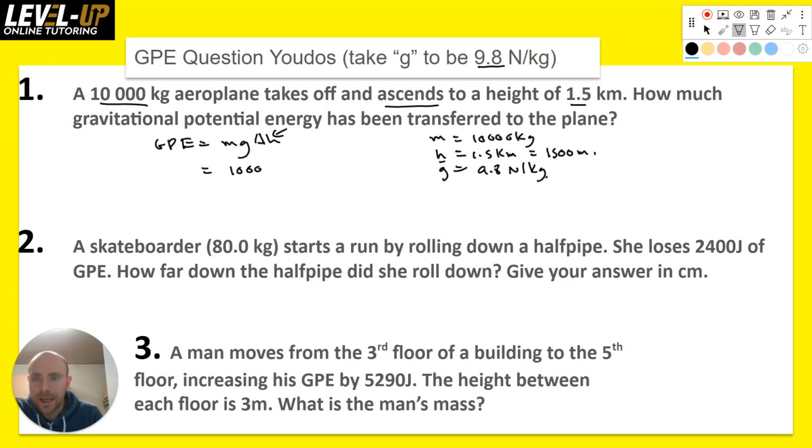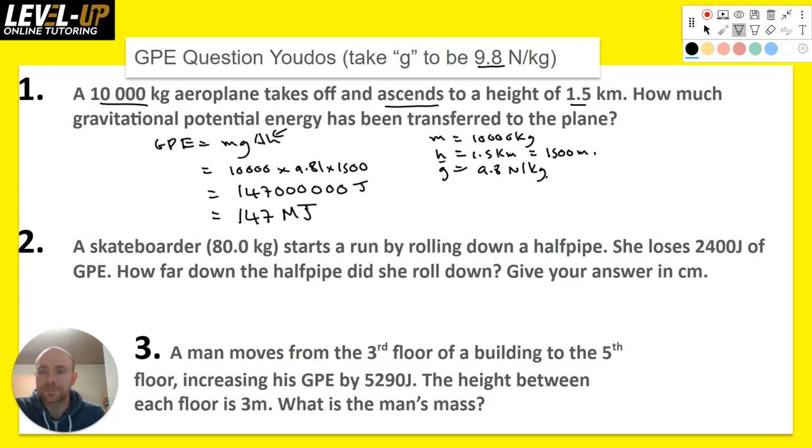Now I can substitute very straightforwardly. 10,000 multiplied by 9.8 multiplied by 1,500. Put it into your calculator, and you should have 147,000,000 joules. Quite often, a number like that, they're not going to say write it like that. They're going to say write it in megajoules. So you're going to need to change that into a prefix value. In megajoules would be 147 megajoules. So a megajoule is a million joules, so you're going to divide that by a million.